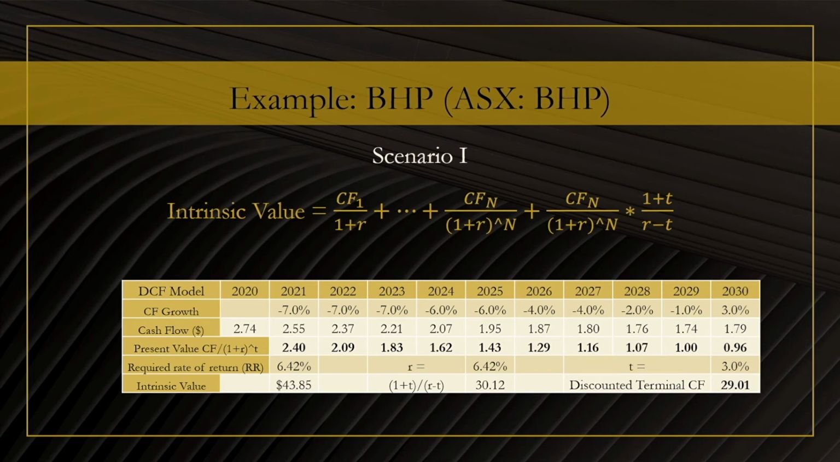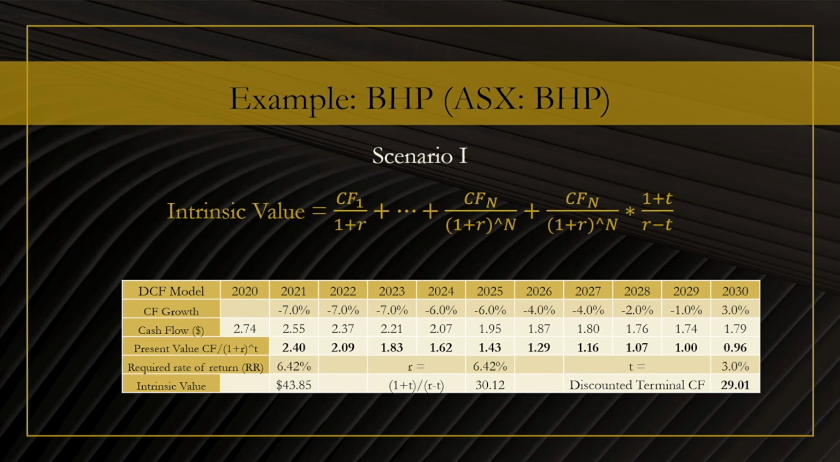Finally, adding all 11 terms, so 2.4, 2.09, and so on, all the way to $0.96, and to that add 29.01, gives you the final intrinsic value of the share to be $43.85. Okay, let's now compare that to the current share price. Share price is currently above 50, so this valuation is suggesting that the price is overvalued.